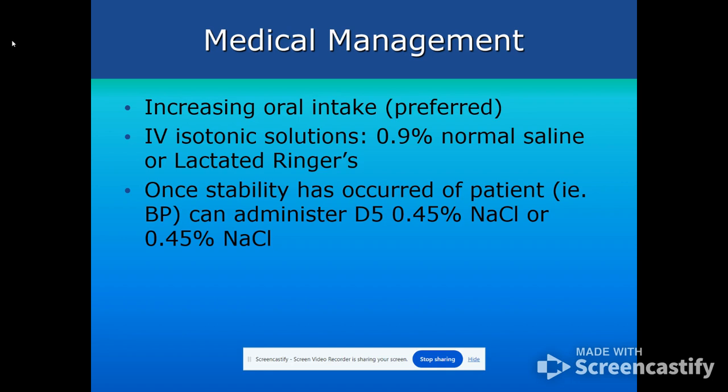We can give IV isotonic solutions like 0.9% normal saline or lactated Ringer's. But remember, isotonic solutions expand plasma volume, which will help to correct hypotension. Once hypotension has been corrected, IV solutions and the infusion rate are usually adjusted to then help correct electrolyte disturbances, because once they receive these fluids, they can then have electrolyte disturbances. So we need to then switch over to something like 0.45% normal saline.